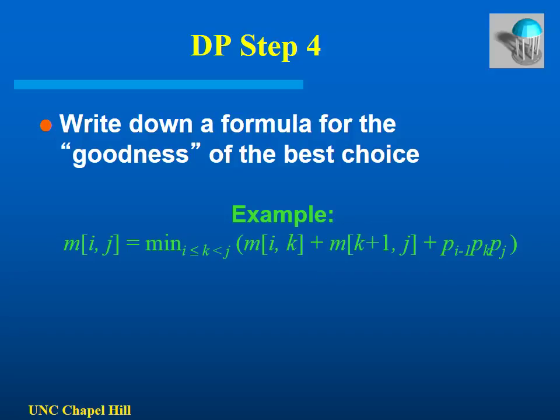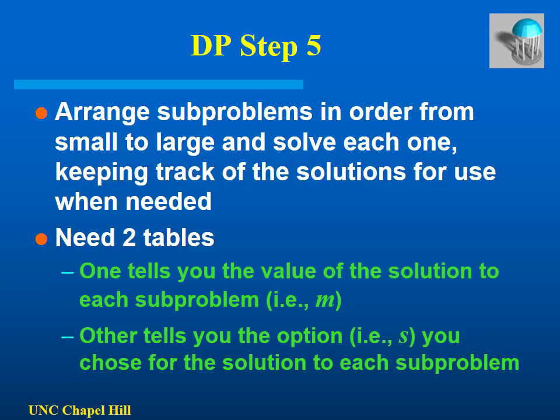Then you need to write down a formula for the goodness of the best choice of your decision. So in our example, that was M sub ij is the minimum over the breakpoints of the expression inside parentheses. Then you need to arrange the subproblems in order from small to large and solve each one, keeping track of the solutions for use when needed.